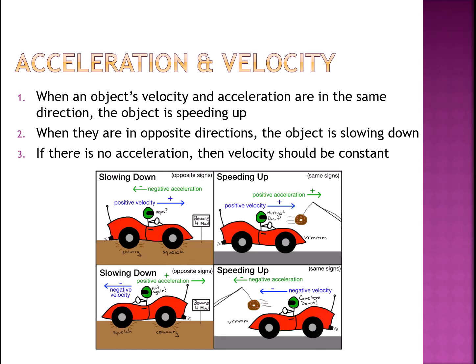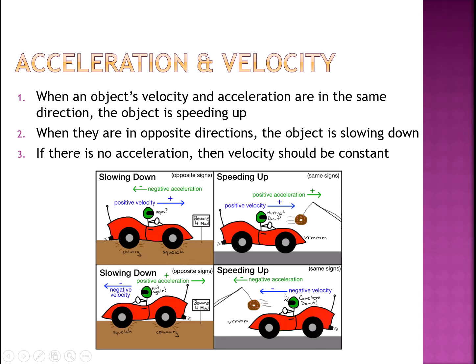So here is what we were talking about. If your velocity vector and your acceleration vector are pointing in the same direction, then the object will be getting faster. As you can see here, the car is moving to the right, trying to get to the donut. It's got a positive velocity going to the right, a positive acceleration going to the right. They are the same signs, you are going to speed up.